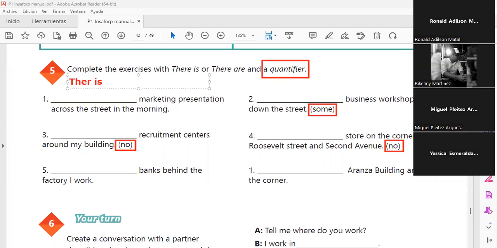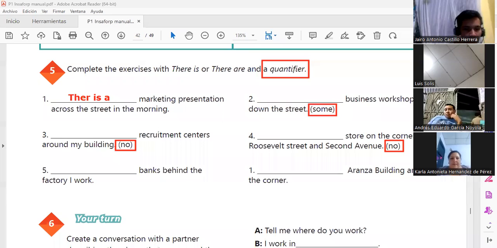There is marketing. There is something missing there. Just one word. Remember that we need to use there is a marketing. A marketing. Excellent. There is a marketing. Very good. Thank you. So there is, and we have a quantifier. Okay. So A is equal to one. Uno. Excellent. Good. So A is like one. Very good. All right. Let's continue with number two.